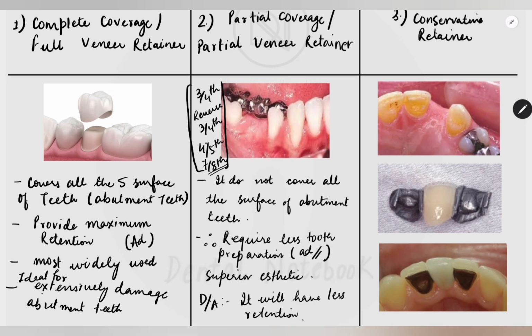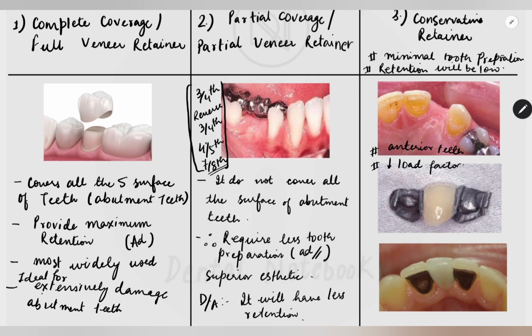Coming to the conservative retainer, this is the third type of retainer. They are generally seen only in the anterior teeth, because the load is less on this side due to the decreased load factor. The only advantage is that it requires minimal tooth preparation, but the retention will be low.